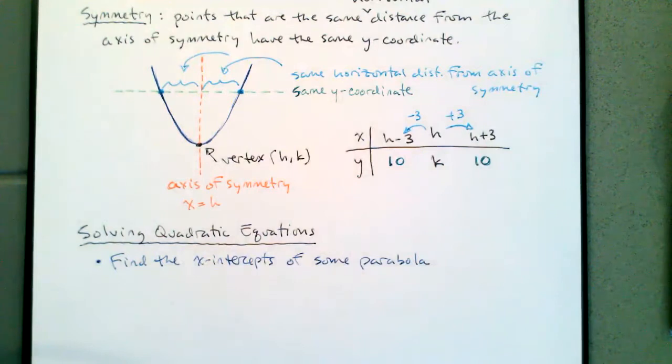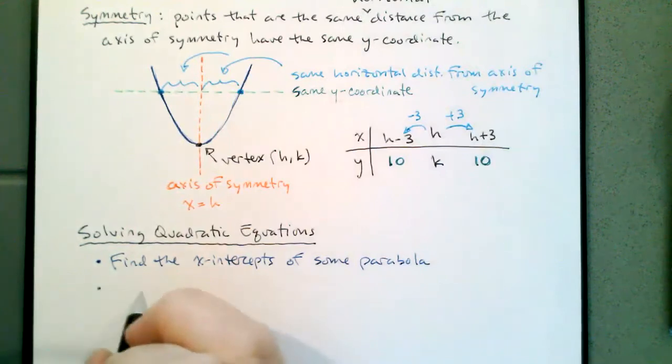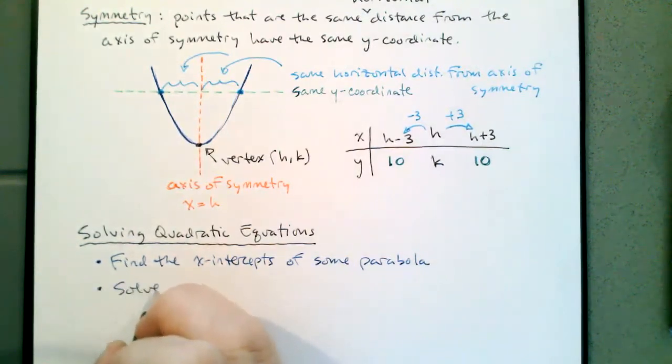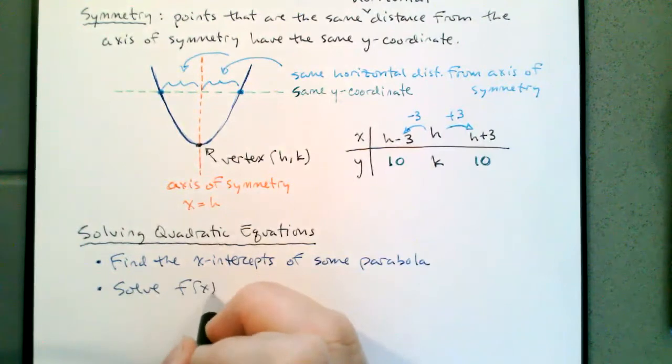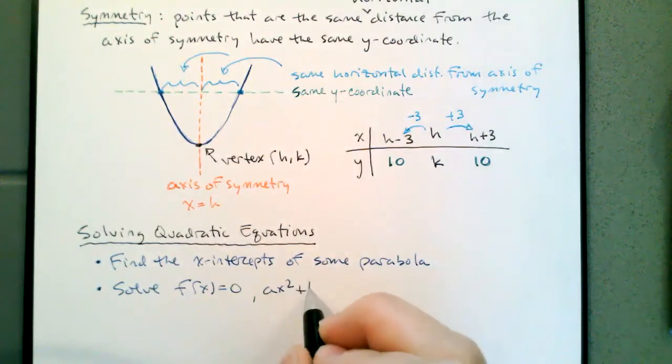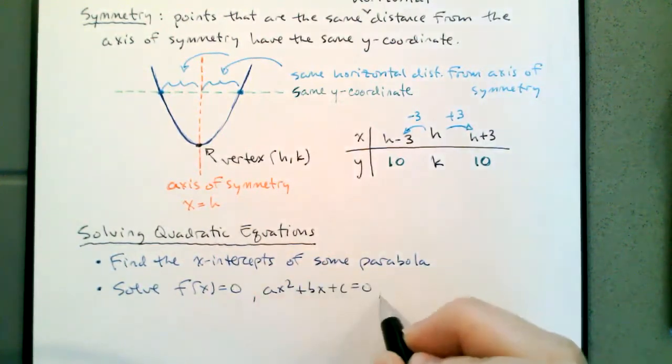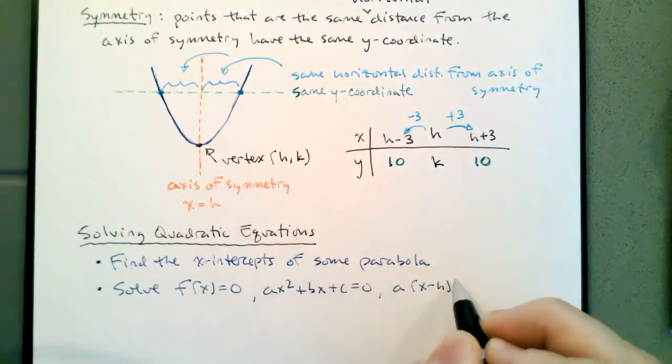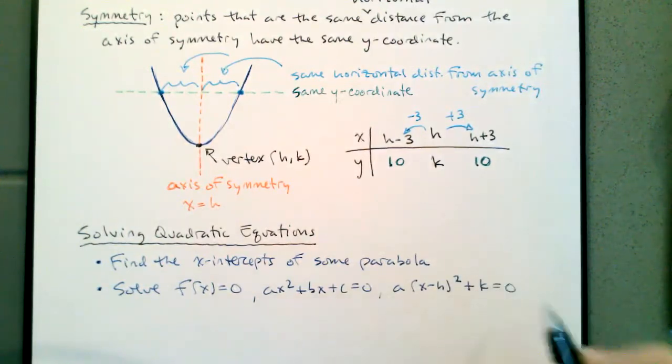So I'll write parabola. Find the x-intercepts of some parabola, because a parabola is the graph of a quadratic function. And we're also, from an equations standpoint, trying to solve an equation of the form f of x equals 0. So ax squared plus bx plus c equals 0, or a times (x minus h) squared plus k equals 0. So solutions to equations, x-intercepts of a parabola, and zeros of a quadratic function.